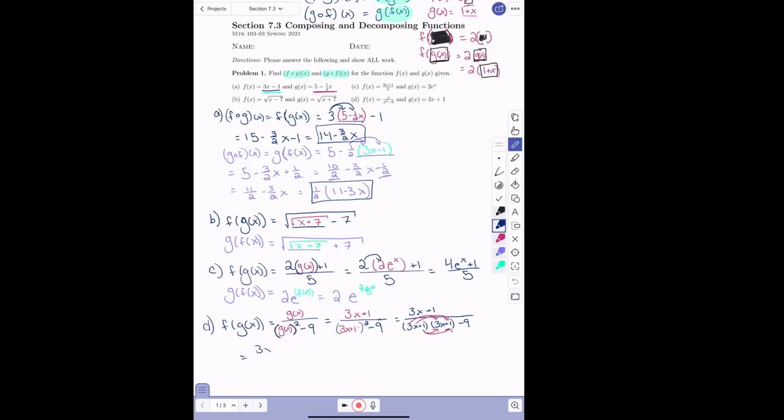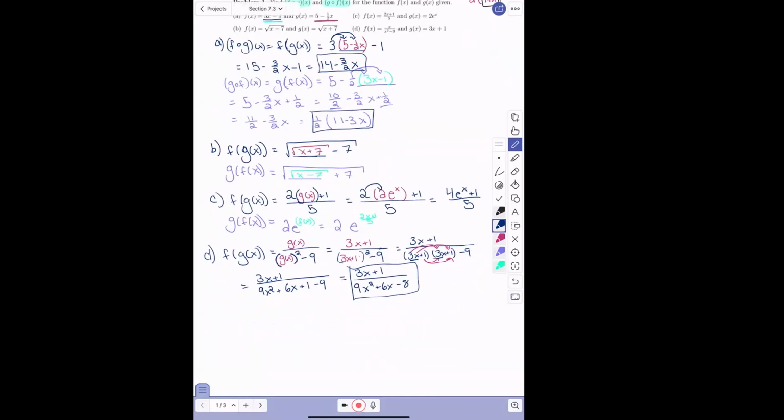So this is equal to 3x plus 1 divided by 3x times 3x is 9x squared. 3x times 1 is 3x, plus 1 times 3x is 3x. So we have plus 6x, right? I added 3x plus 3x. And then 1 times 1 is 1, so plus 1. And then we still have the minus 9 value, which is equal to 3x plus 1 over 9x squared plus 6x minus 8. And that's that final answer. Any questions on that one? We still have to do g of f of x.